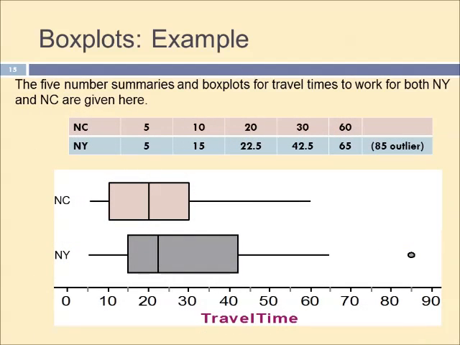So let's put this information to use. Suppose we have the five-number summaries and box plots for travel times to work for two different states, New York and North Carolina. So we have these back to back. In comparing the two, we can see that the medians are roughly the same, and the minimum and maximum values are roughly the same. The real distinction is that the values for New York are generally more spread out. That middle box is much more spread out.